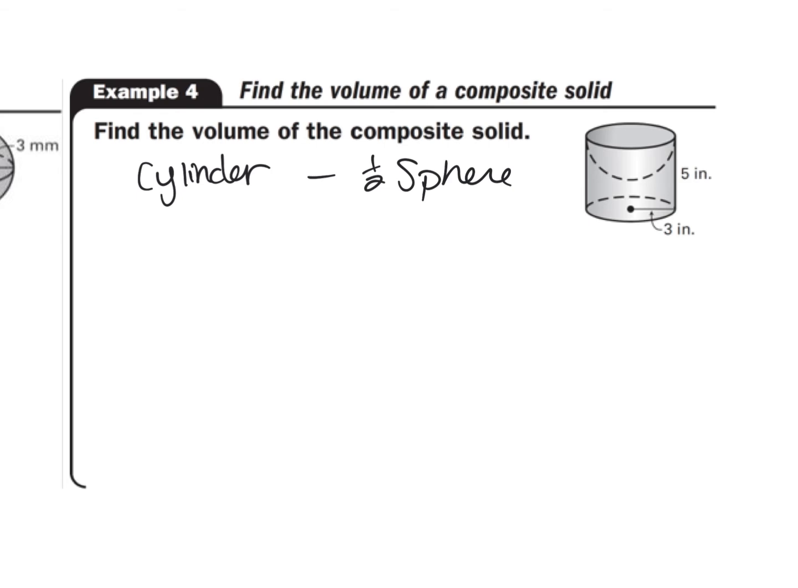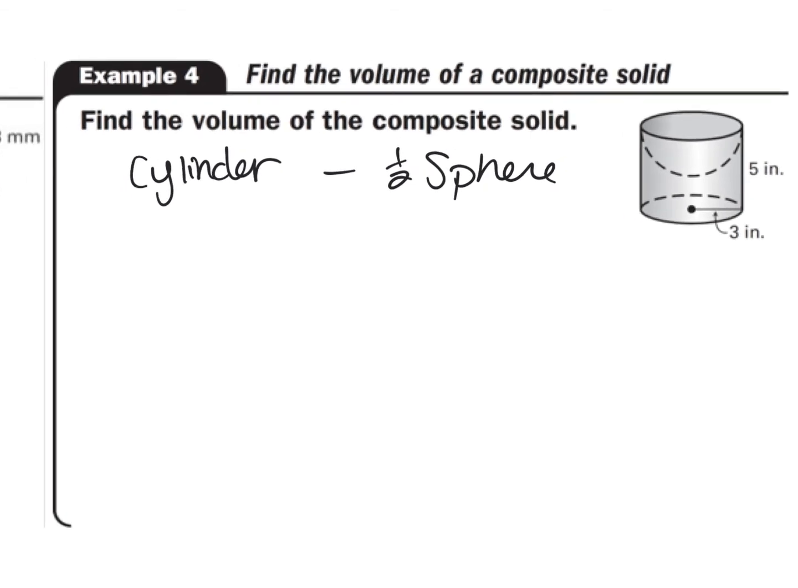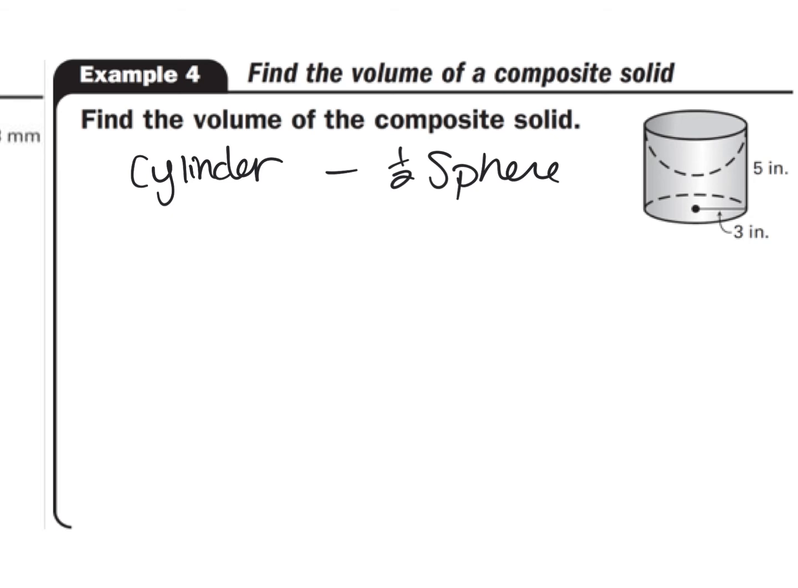Okay, let's do it. Let's do the cylinder first. The formula is volume equals area of the base times the height. The base of a cylinder is a circle, so pi r squared. Pi times 3 squared times what is the height of your cylinder? Well, that is 5. That gives you 45 pi.